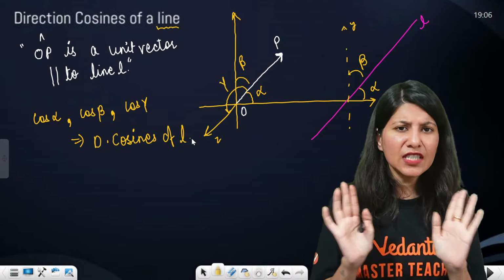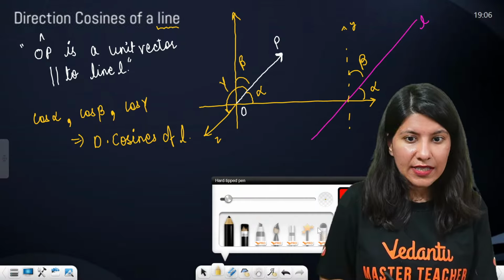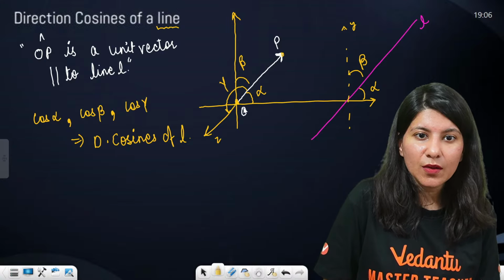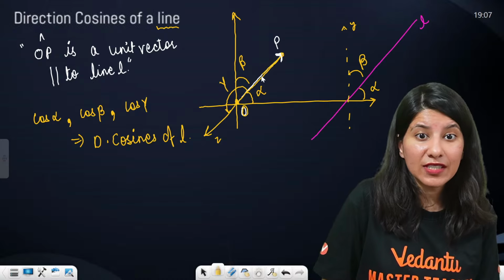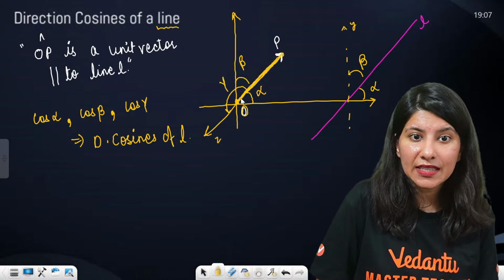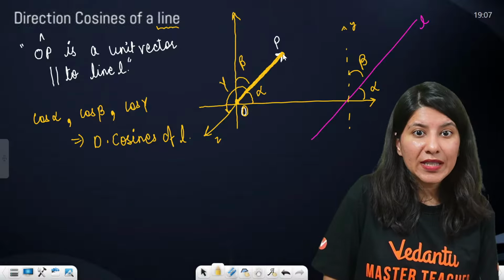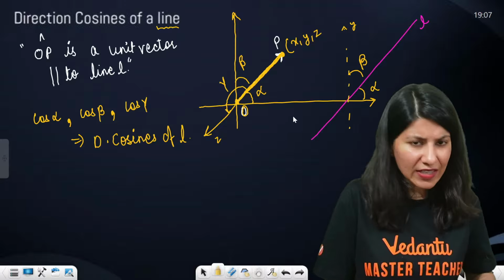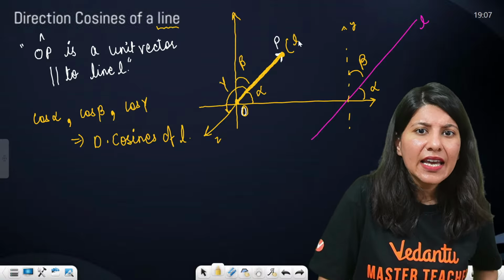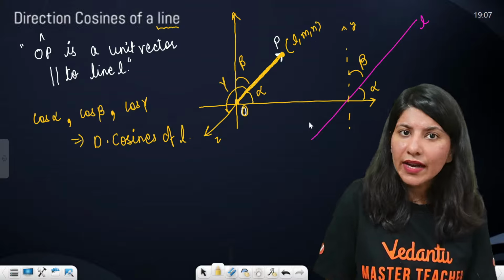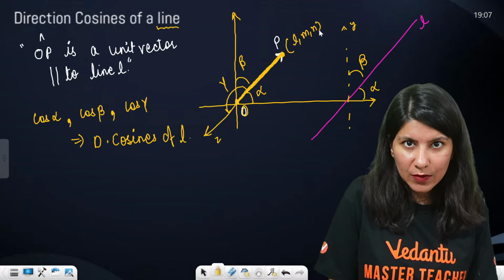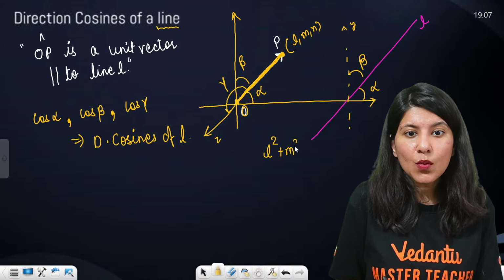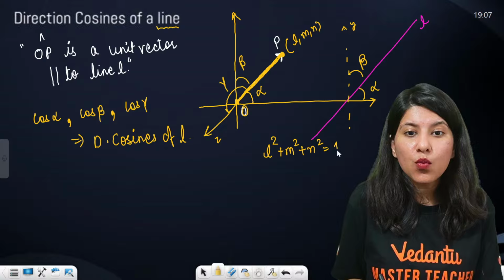Okay. Now just tell me one thing. Suppose this is OP. This thing you have studied in physics. This is your OP, correct? So now this point P is again x, y, z, correct? Or we can just mark this point P as L, M, N. Can I do that? This point P is L, M, N, and obviously L square plus M square plus N square will be 1.